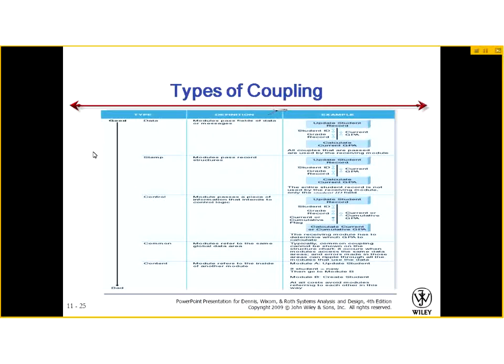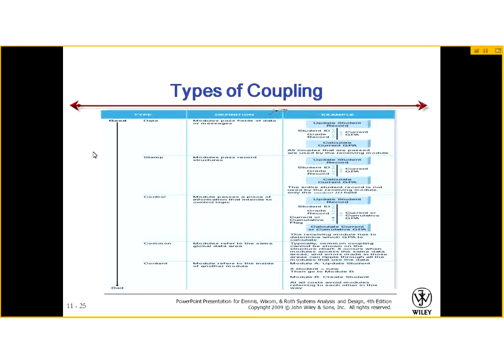Then these are the types of coupling, showing how two modules are related with each other. The types of coupling are data coupling, stamp coupling, control coupling, common coupling, and content coupling. Data coupling is the one where modules pass fields of data or messages. So they are sharing data. This is the strongest coupling.